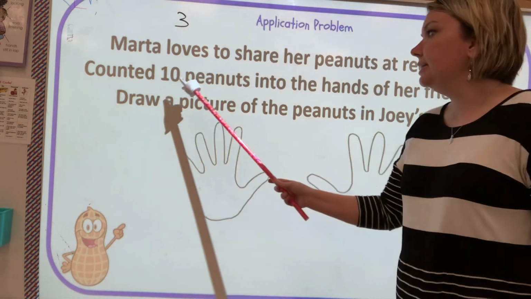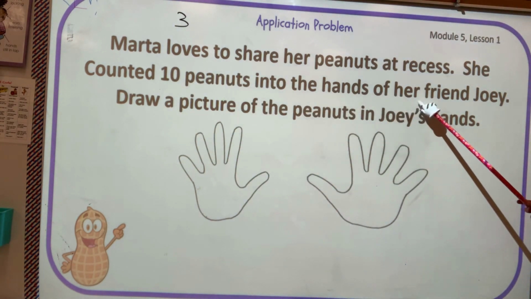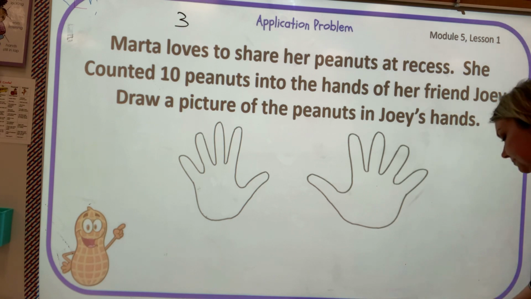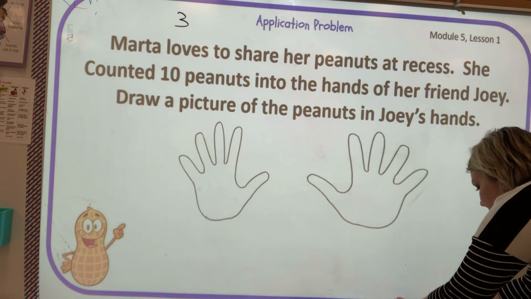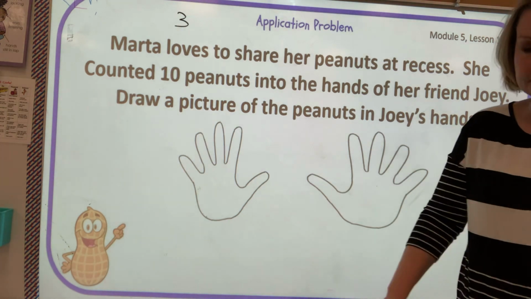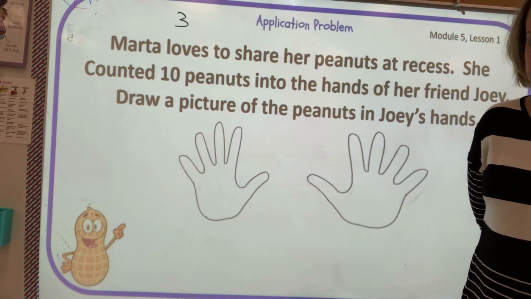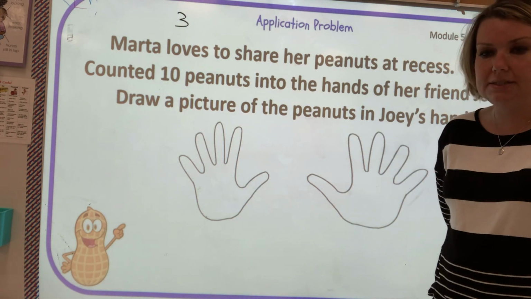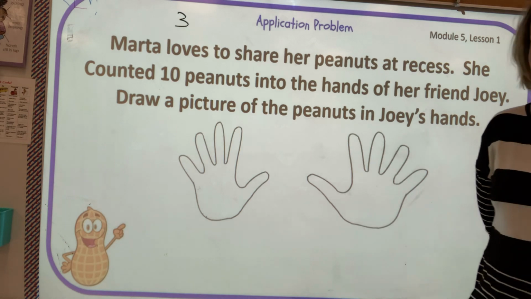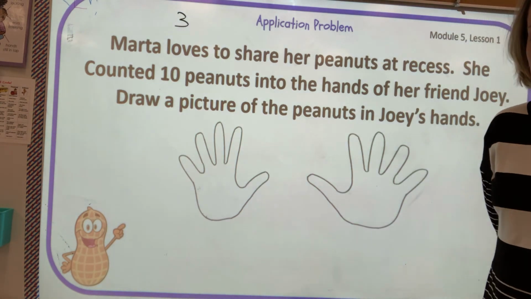She counted 10 peanuts into the hands of her friend Joey. What do I need to do with this sentence? Who can raise their hand and tell me? Russell?